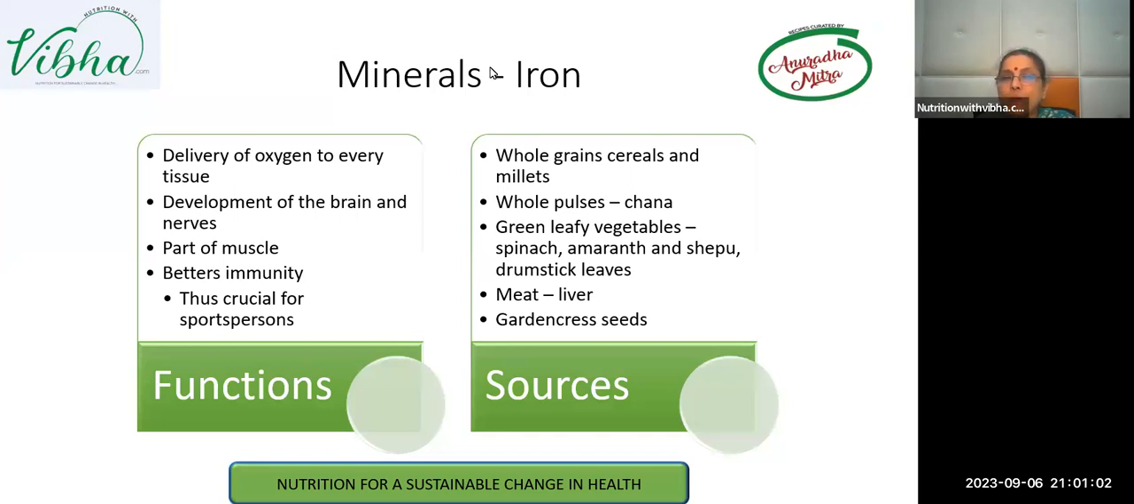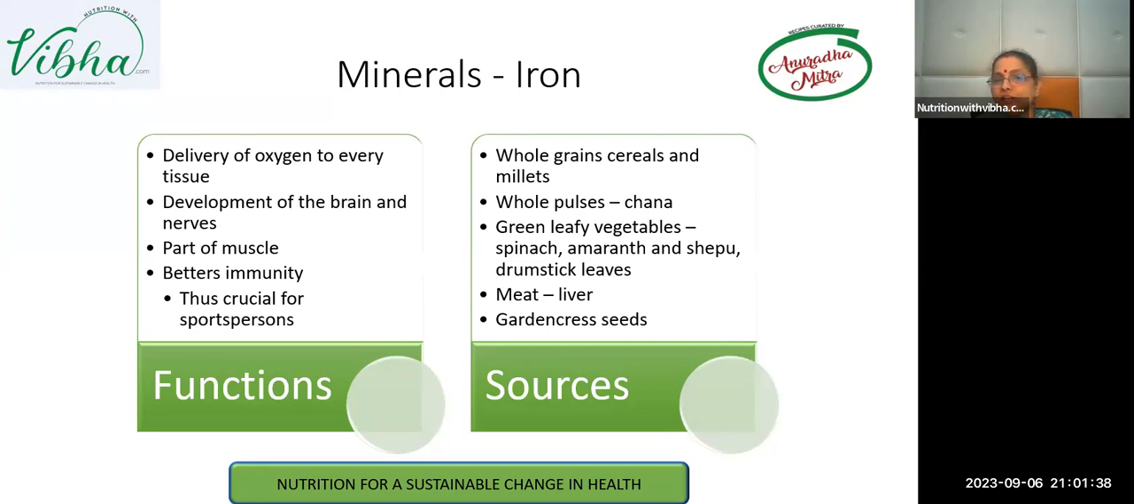Whole pulses like your black chana, especially. There is a trend among certain groups of people in Punjab that when they give their wheat to grind, they grind some black chana along with it. The roti looks blackish in color, darkish in color, but it is very high in fiber and they are ensuring protein and iron every day because roti is a food which is consumed every day. So some of these traditional practices were for betterment of nutrition.